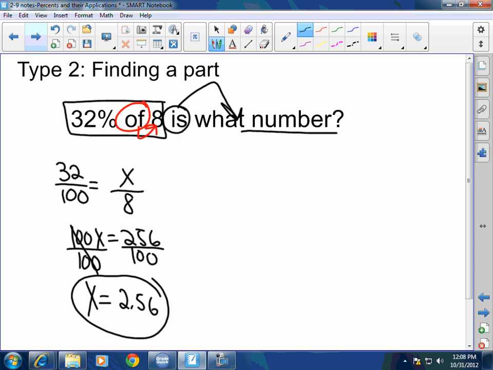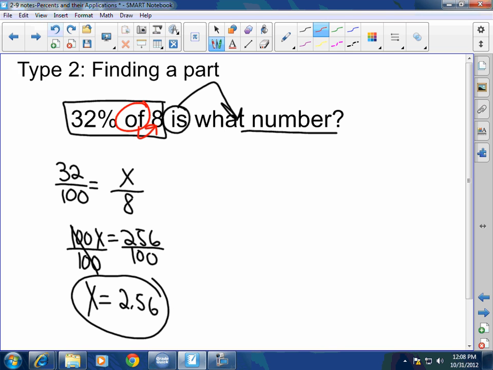Sir, you cannot cross cancel because you're not multiplying these fractions. You're setting up a proportion, son. Thank you for asking, but no, you cannot cross cancel. What he asked is, basically, can I go, oh, 8 goes into 8 one time and 8 goes into 32 4 times? Absolutely not. No way. Thank you for asking. Okay. Could you simplify the 32 and the 100? Yes, but that's just going to make more work at the end for you.